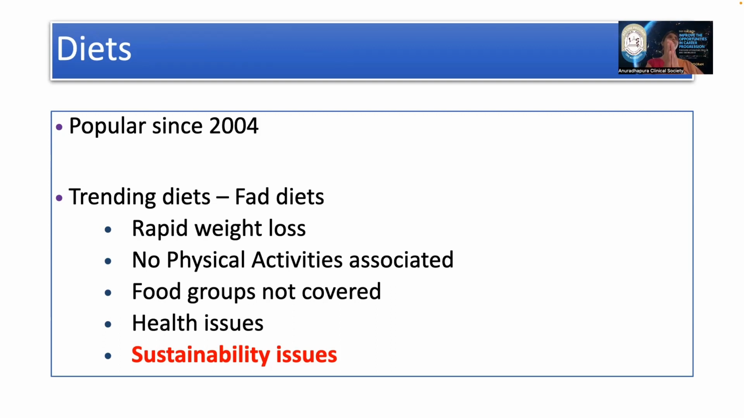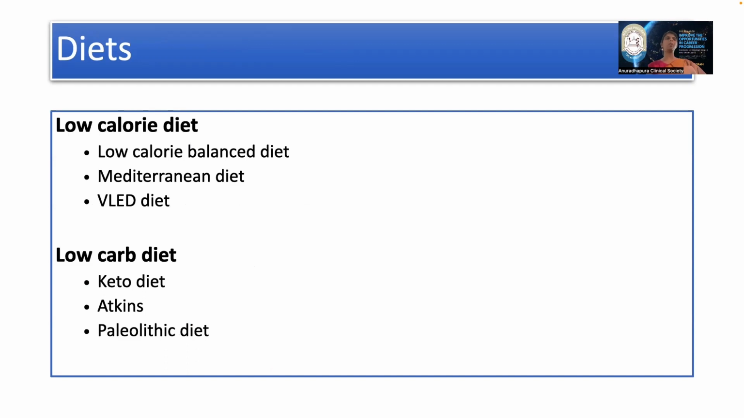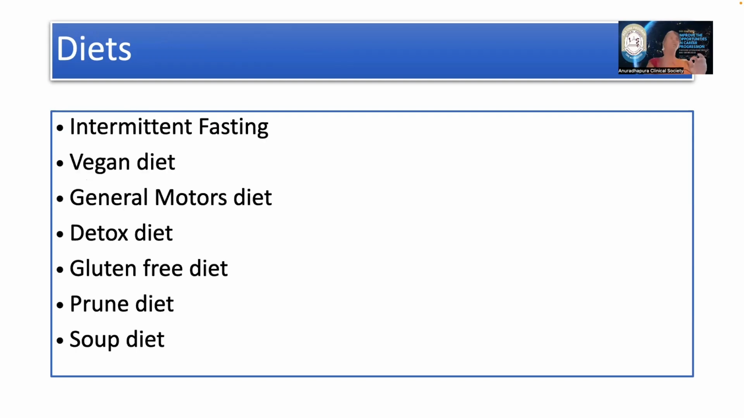After this short period of time, we go back to our normal routine dietary pattern, which will cause weight regain again, which is not good for us. So when we consider diets, there are low calorie diets and low carb diets. Low calorie means we are reducing our calorie intake, and low carb means we are reducing our carb intake. And then there are so many different diets: intermittent fasting, vegetarian diets, and the General Motors diet.